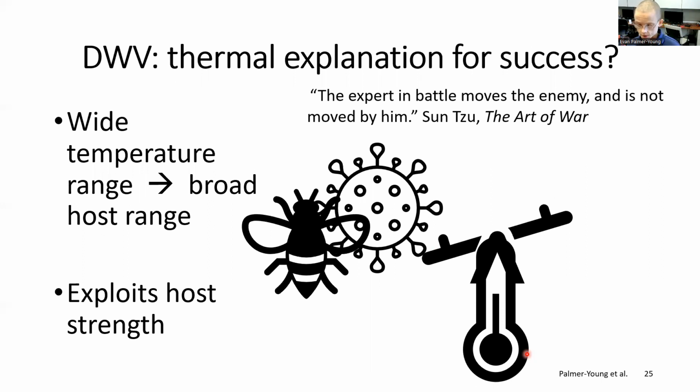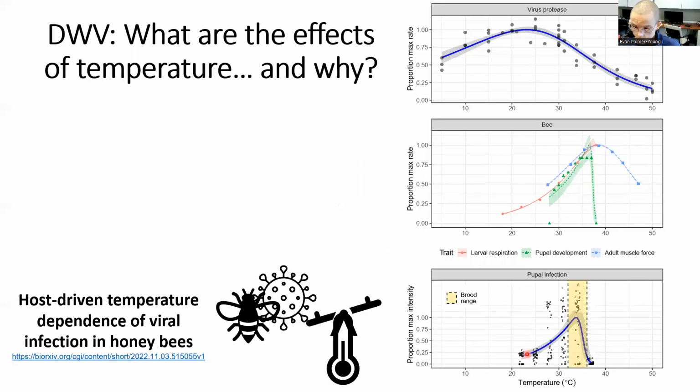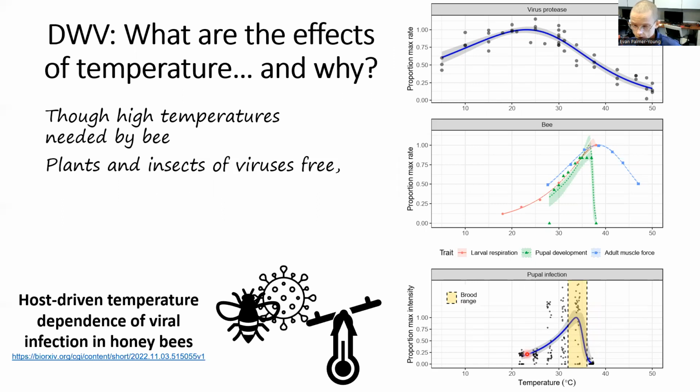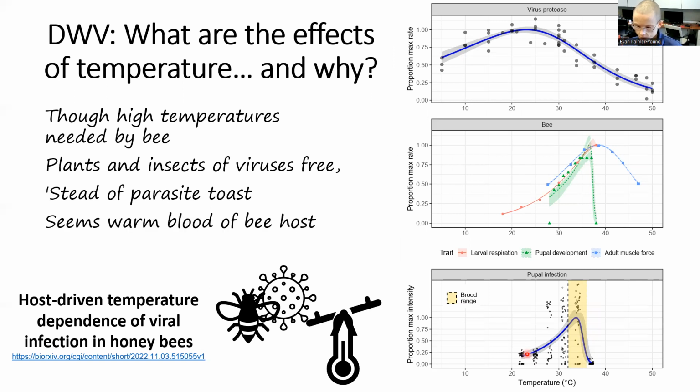It will be interesting to see how the temperature dependence of infection varies across different routes of infection, which might vary in exposure to the host immune barriers, and across hosts with different temperature sensitivities and optima. To sum up in a poem: though high temperatures needed by bee, plants and insects of viruses free, instead of parasite toast, seems warm blood of bee host stokes the fire of DWV.